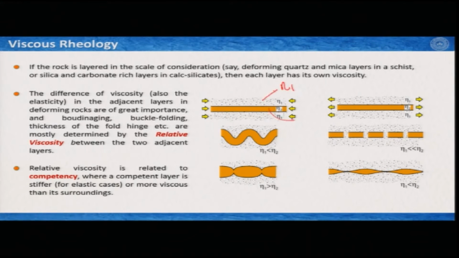and the orange layer has viscosity eta 2, then to produce a buckle fold, eta 1, that means the viscosity of the matrix, must be much less than the viscosity of the buckling layer. And if that reverses, that is, the viscosity of the buckling layer is lower than the viscosity of the surrounding rocks, then we would produce a structure something like that.